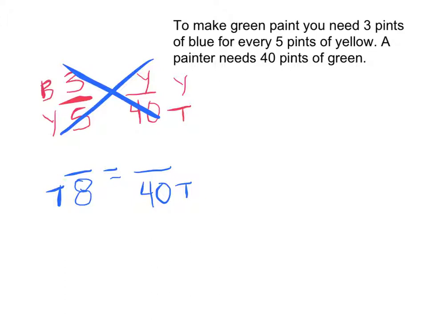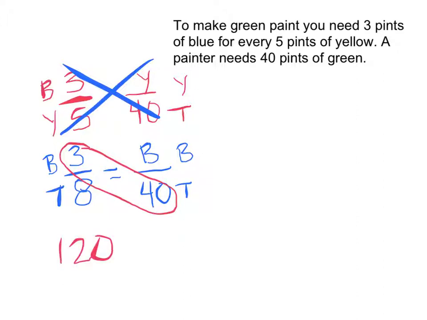We know that there are 3 blue for every 8 total, so there's the first ratio. We need to find the amount of blue, I'm going to use B to represent blue, there are in 40 pints. So now we have a ratio that represents blue and total and blue and total, so we can go ahead and use cross multiplication to solve this. So we need to multiply these two numbers, and that gets us 120. Multiply these two, and that gets us 8 times B, which is 8B.